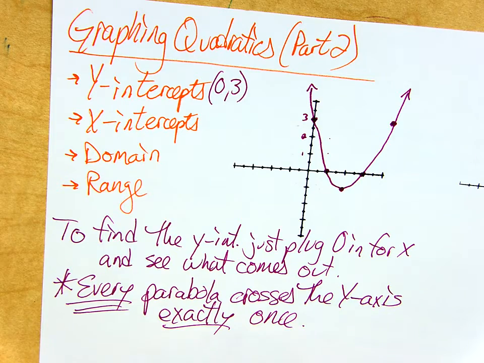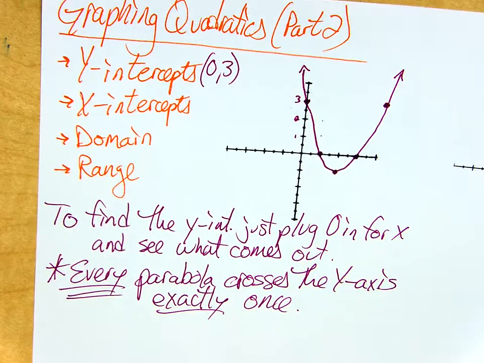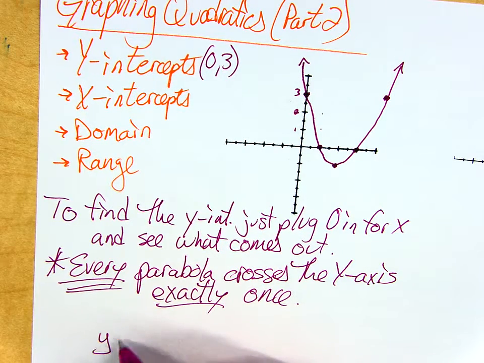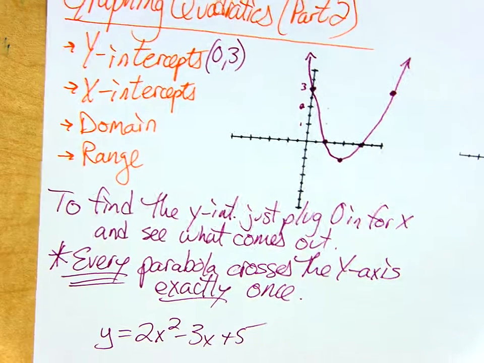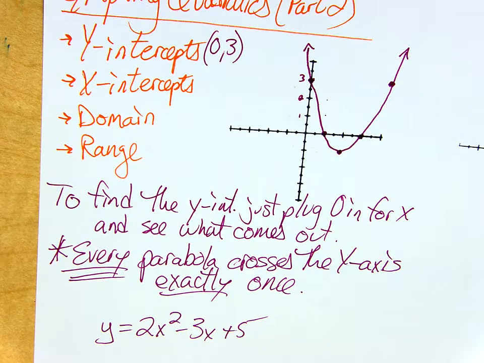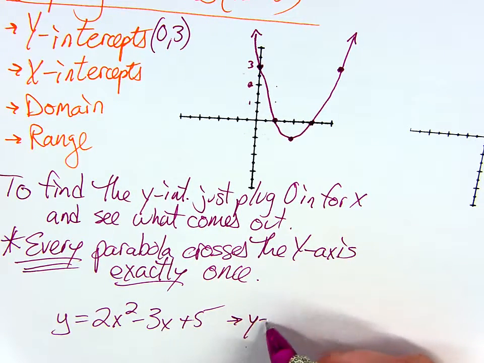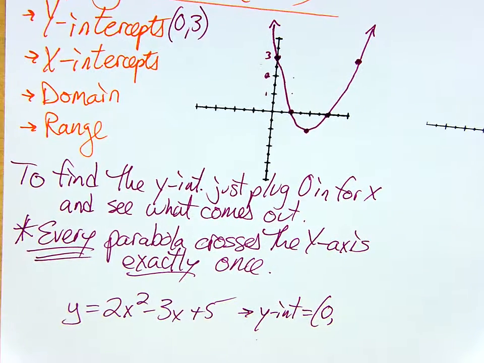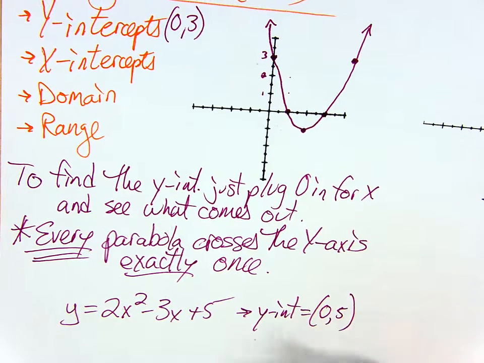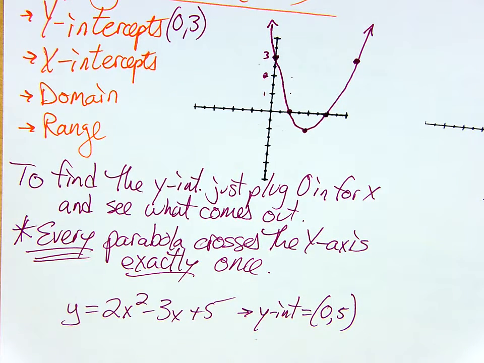Okay, and that's exactly how I find it. So if I just take some random quadratic, say I had y equals 2x squared minus 3x plus 5. If I want to find the y-intercept for this, literally all I do is plug in 0 for x and see what comes out for y. I plugged in 0 for x, and what would come out? 5. So this particular graph is crossing the y-axis at (0, 5). Okay, and that's a nice, easy point to have in addition to my vertex.